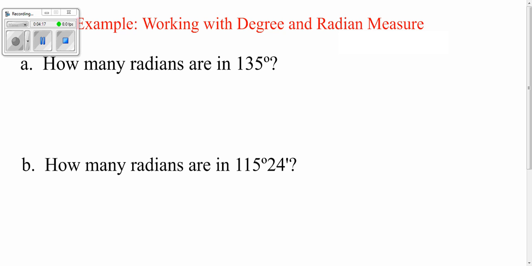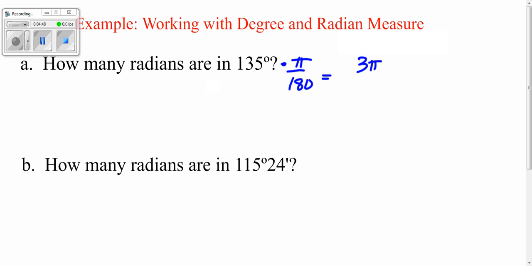Okay, so here we go. This one is asking me how many radians are in a 135-degree angle. So I am going to multiply that by pi over 180. And then you can go ahead and reduce that 135 over 180 fraction on your calculator and get an answer for that. You should get 3 pi over 4.